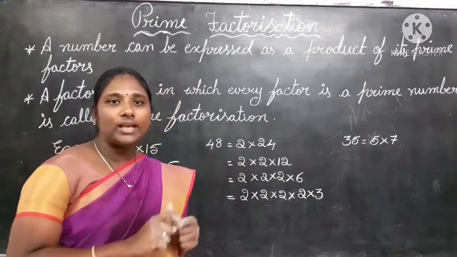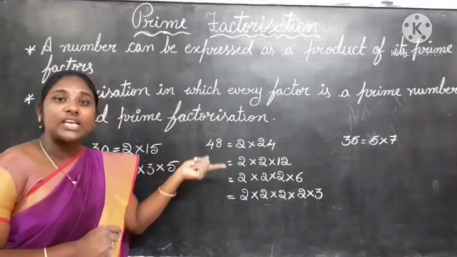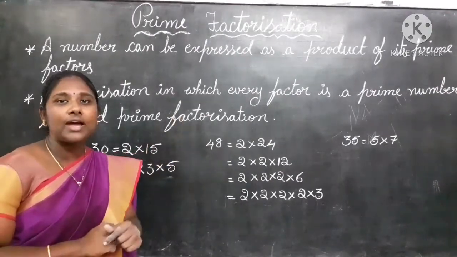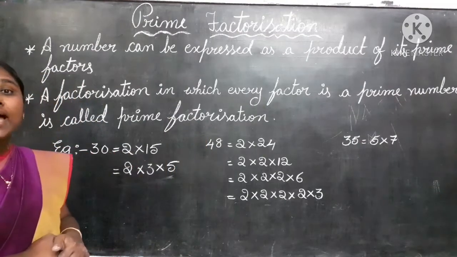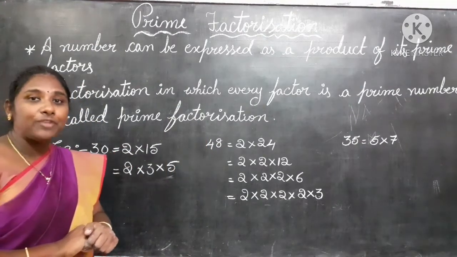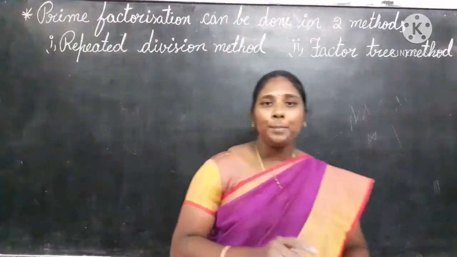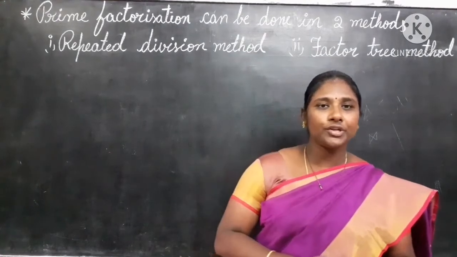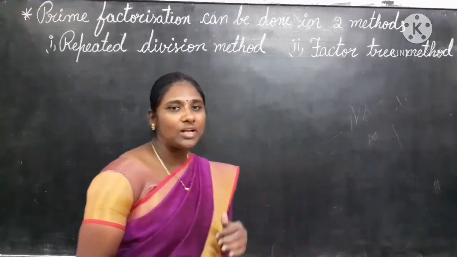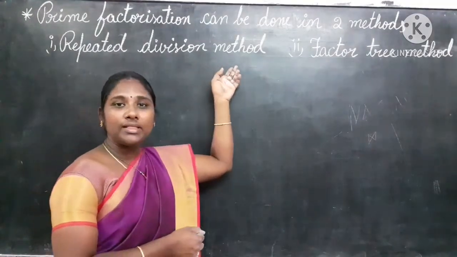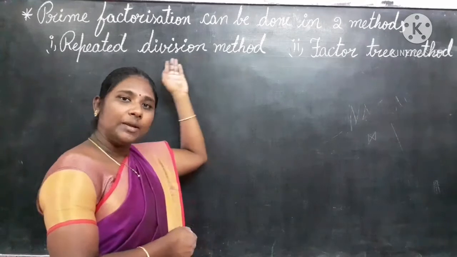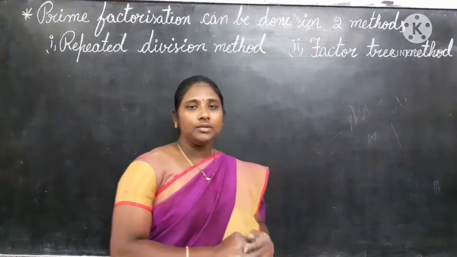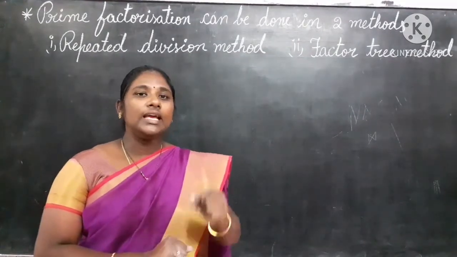A factorization in which every factor is a prime number is called prime factorization. Prime factorization can be done in two methods. To express the prime factorization, we use two methods. The first one is the repeated division method, or simple division method. The second one is the factor tree method.